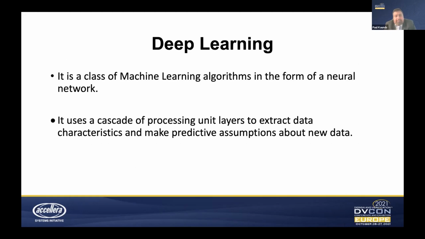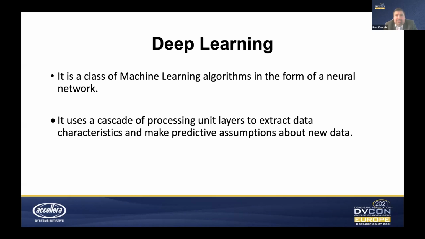Deep learning. Deep learning is a class within the machine learning algorithms in the form of a neural network. It uses a cascade of processing unit layers to extract data characteristics and make predictive assumptions about new data. This is a whole topic in itself. I just wanted to touch upon a few things so that we have the basics of AI, ML, DL, and then we can see the applications of that.